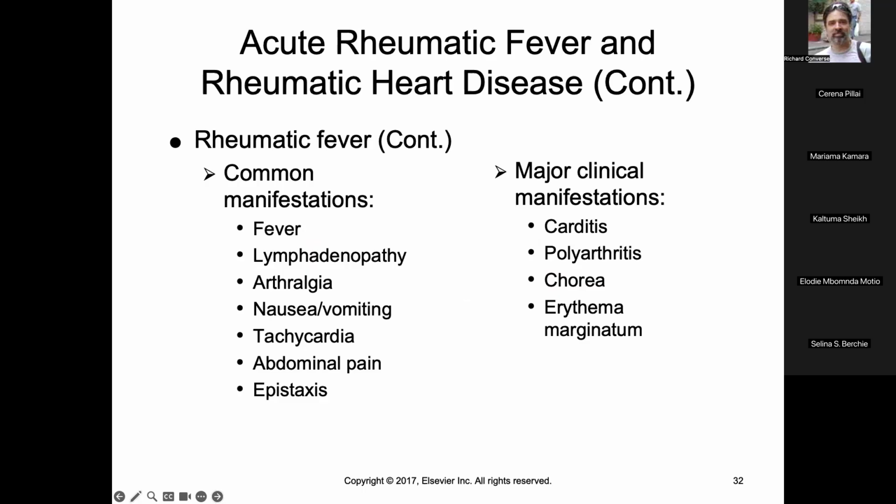Okay. Lymphadenopathy, swollen and painful lymph nodes. Arthralgia is joint pain. Tachycardia, rapid heart rate. Okay. Epistaxis, nosebleed. Okay. Carditis, inflammation of the lining of the heart. Okay. Polyarthritis, again, multiple joints undergoing inflammation. All right. And erythema marginatum, that one I'll have to look up.